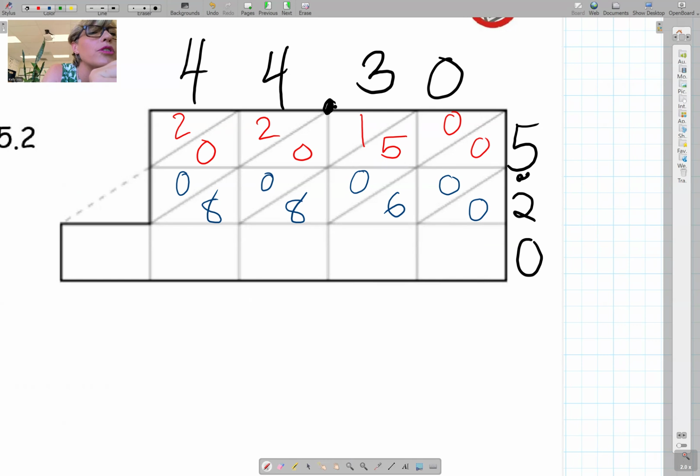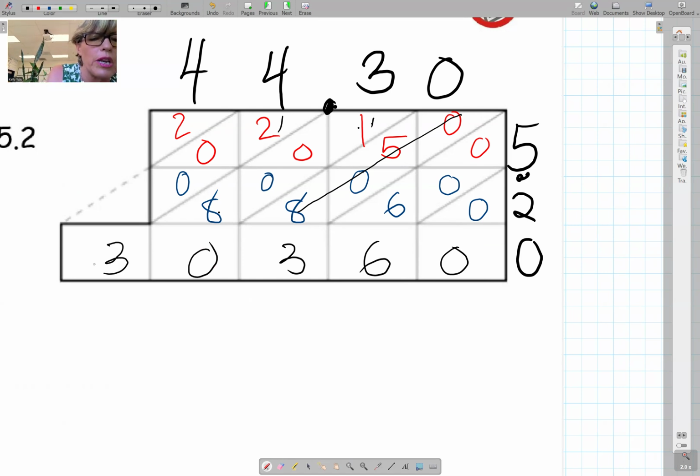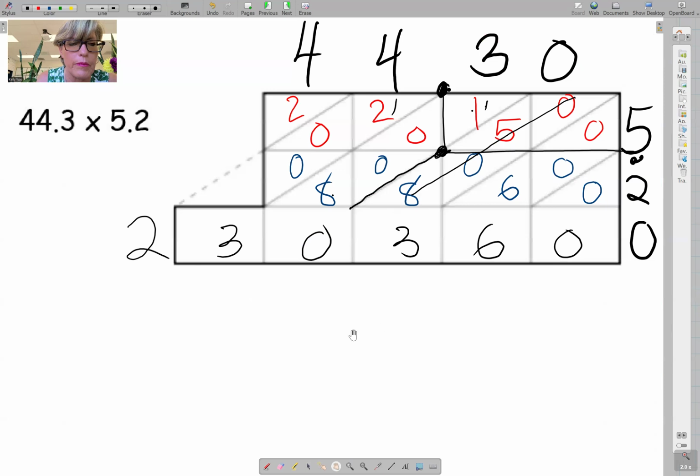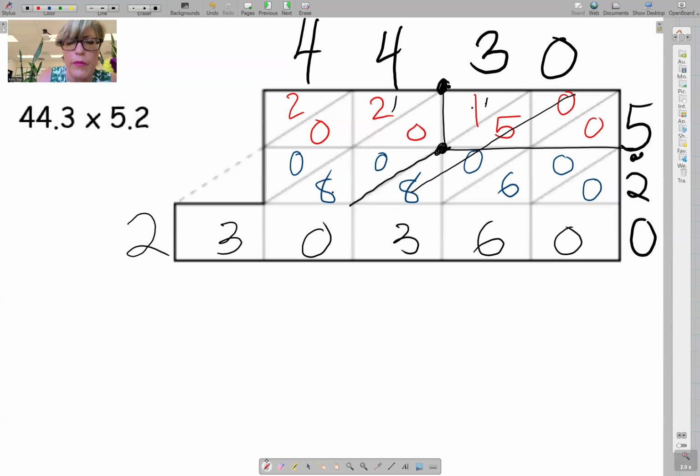All right. And so now we add this first one. That's 0. That's 6. That's 13. Carry the 1. That's 2. That's 10. Carry the 1. That is 3. And then 2. And then you find your decimal. Come down here. And your decimal is going to be right there.